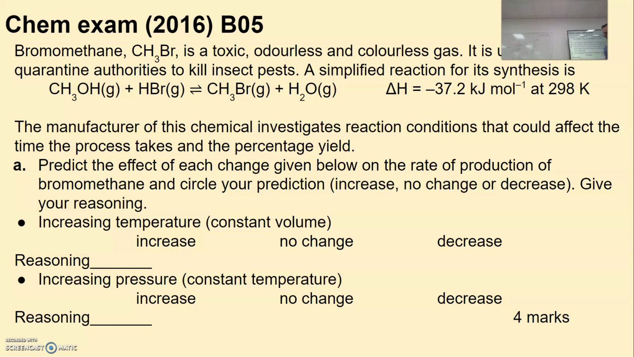Okay, a manufacturer of this chemical investigates how reaction conditions could affect the time the process takes and the percentage yield. Predict the effect of each change given below on the rate of production of bromomethane. Circle your prediction: increase, no change, or decrease, and give your reasoning. An increase in temperature, this is the starting off rate of production.